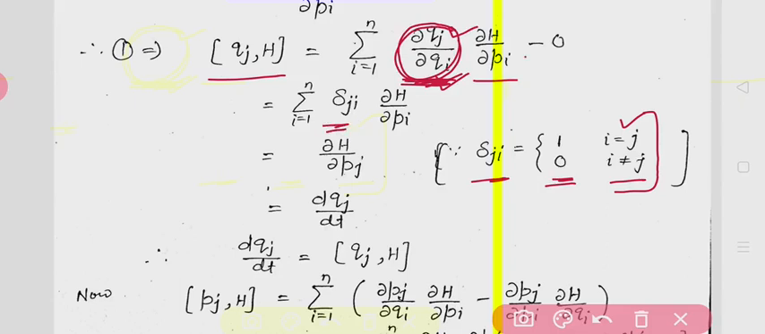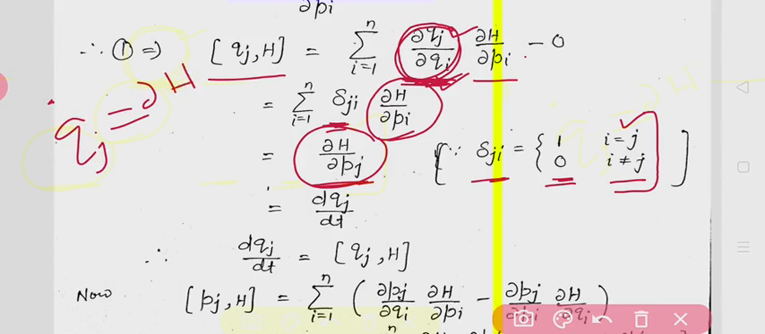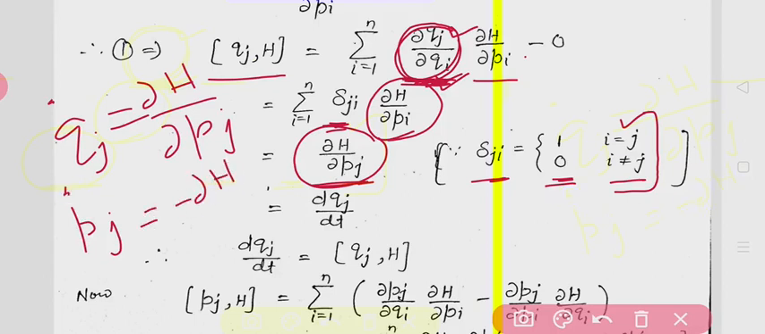When i is j, this will be 1, and it will be curl h over curl pj. So it will be curl h over curl pj, and the remaining terms will be 0. That means the summation will be curl h over curl pj only. But you know what curl h over curl pj is? You know the Hamilton equation: qj dot will be equal to curl h over curl pj, and pj dot will be equal to minus curl h over curl qj. So what is curl h over curl pj? That will be equal to qj dot, that means dqj over dt.